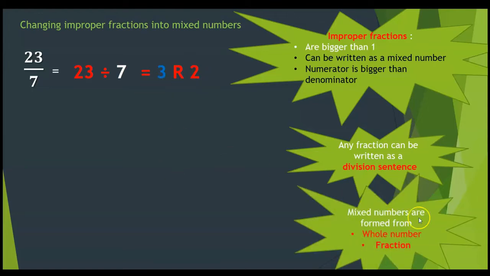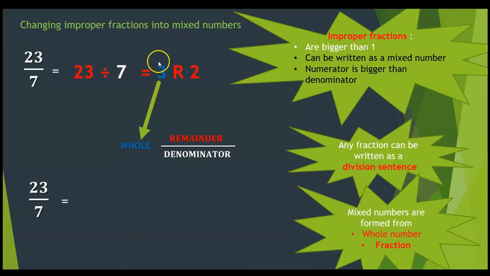Now, how to write the mixed number using this information? We said mixed numbers are numbers formed from a whole number and a fraction. So it has a whole number and a fraction part, and this fraction part has the remainder up and the denominator at the bottom. Now let's start to write the whole number. What is the whole number here? What do you think? It is this number, which is the answer of our division. This is the whole number I'm going to write.